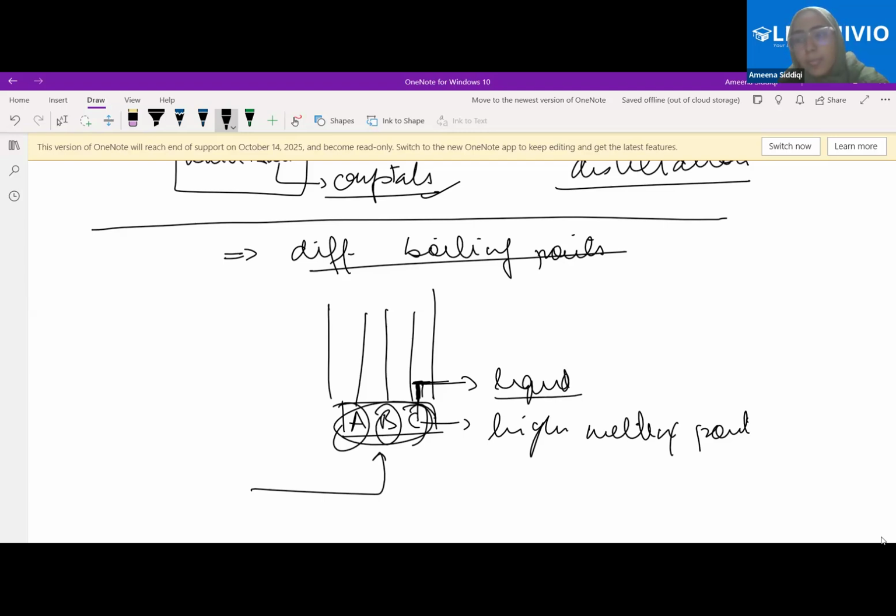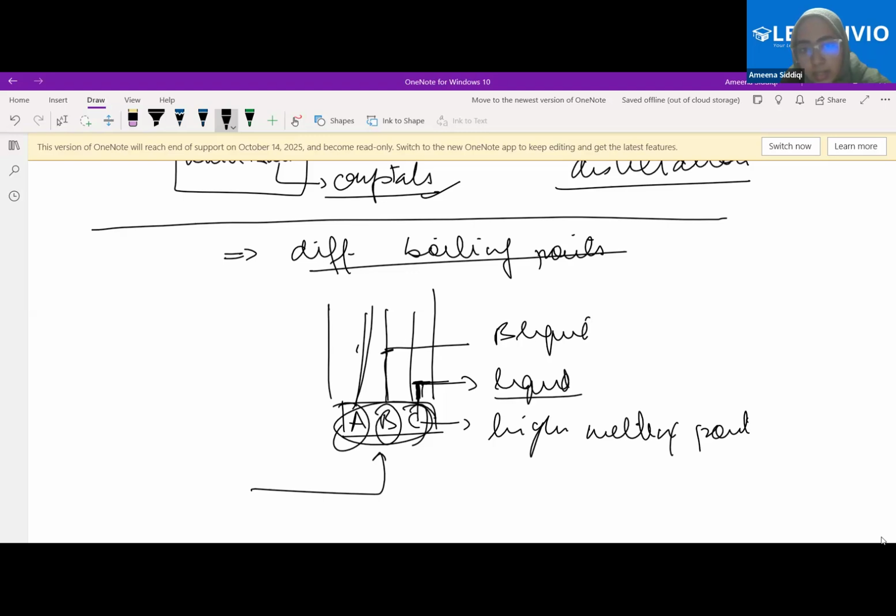Yes or no? Is that understood or not? Let's suppose B comes here and at this point it has enough energy to change to the liquid form. So here B changes to the liquid form. It will separate out. Why? Because A is still in the gaseous form.